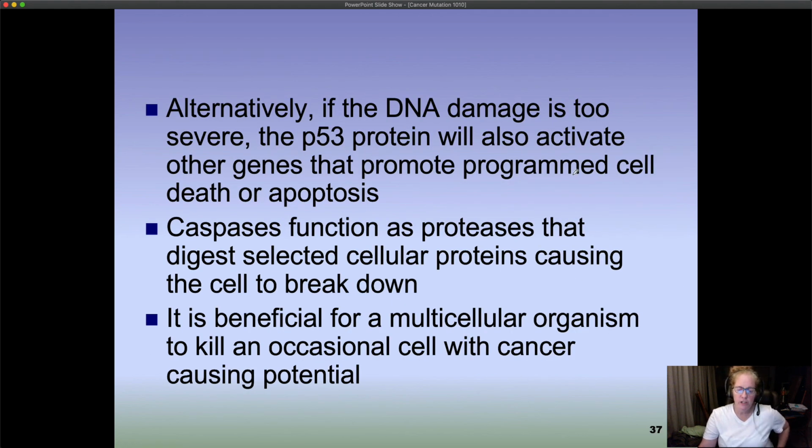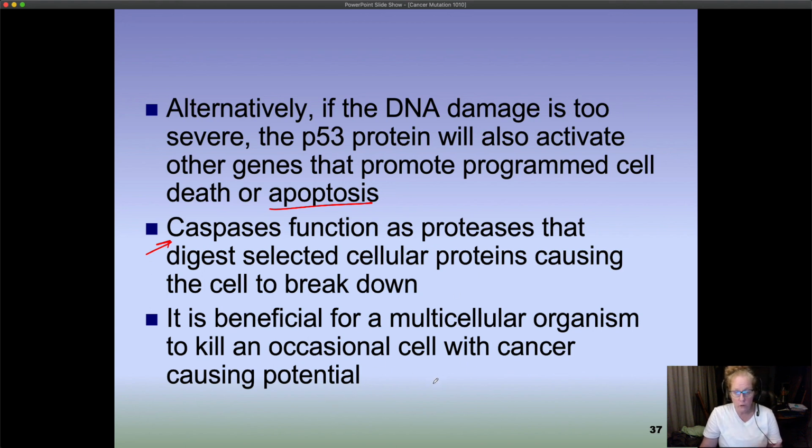So if the damage is too severe and it can't be repaired, the cell is going to go into what's called apoptosis, or programmed cell death. Apoptosis is the cell telling itself, or being told by another cell, hey, you are not functioning properly, you've got to go. Caspases are enzymes that function as proteases, and P53 will trigger caspases, and those caspases will start to run around the cell and start turning everything off. They do this to induce cell death. That's the beginning of apoptosis.